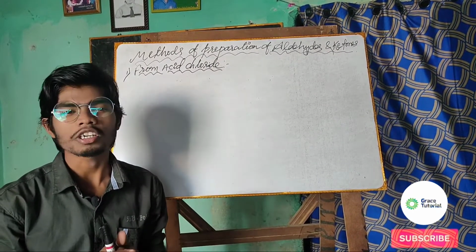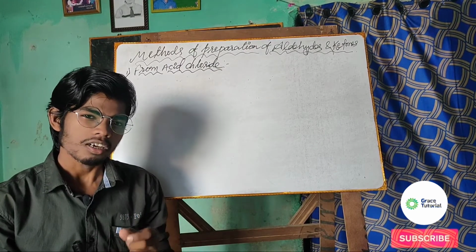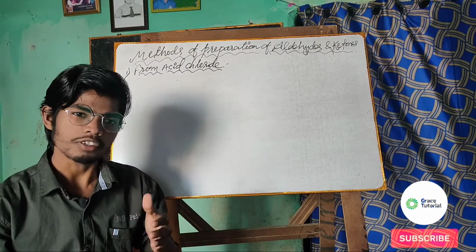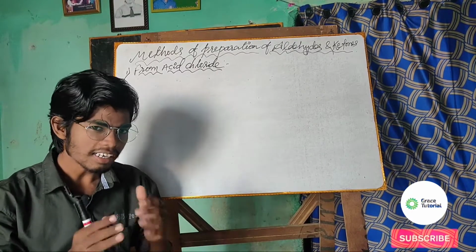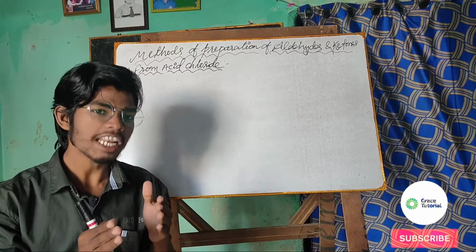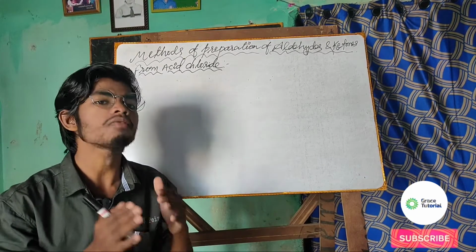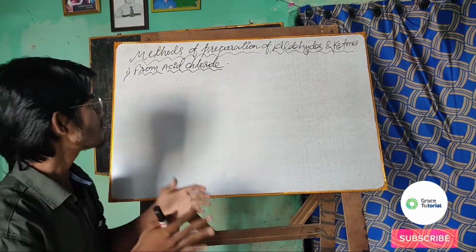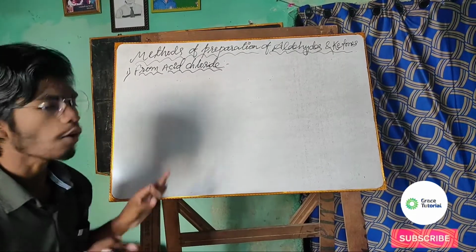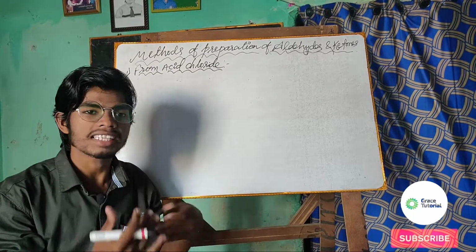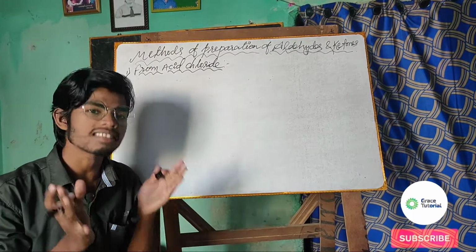In this video lecture, we will be discussing the third part of the chapter Aldehydes, Ketones and Carboxylic Acids. In this part, I will be explaining the different methods of preparation of aldehydes as well as ketones. The first method for the preparation of aldehyde is from acid chloride. So how can we prepare the aldehyde as well as the ketone from the acid chloride?